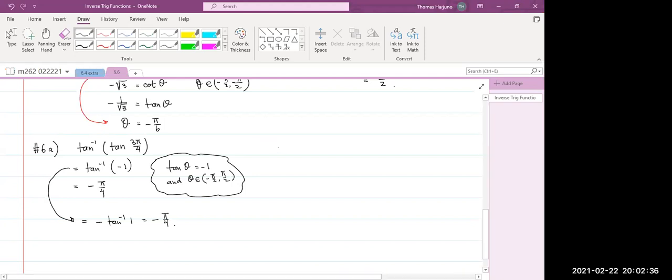Part B is number 6b. What is cosine of arc sine of 1/2? Arc sine of 1/2 is 30 degrees, pi over 6, and cosine of pi over 6 is radical 3 over 2. That's Mickey Mouse.